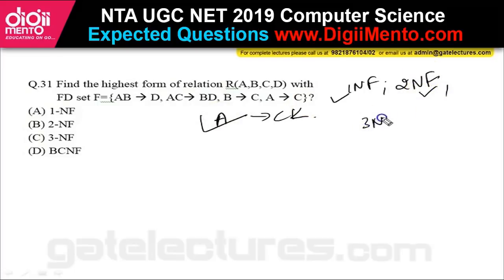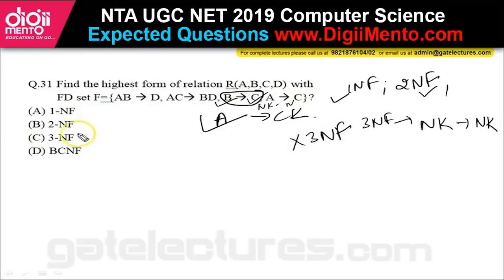For third normal form, what is the property? A non-key attribute should not give a non-key attribute. But clearly we can see here B is giving C. So that is non-key giving non-key. B is non-key, C is non-key, so it is not following the third normal form. So the highest normal form our table satisfies is second normal form, so B is the answer here.